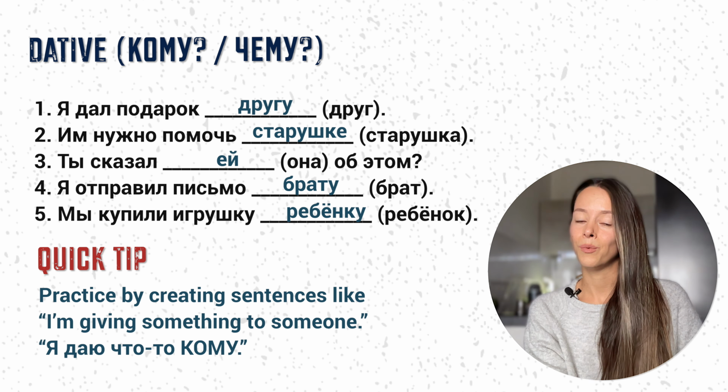The next is the instrumental case. The instrumental case is used to indicate the means or the instrument by which something is done, or to express accompaniment after the preposition с, with. For example, мы идем с другом. We're going with a friend. Or она пишет ручкой. She is writing with a pen. In these two examples, другом and ручкой are the nouns which are in the instrumental case.